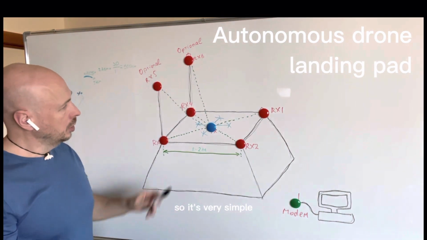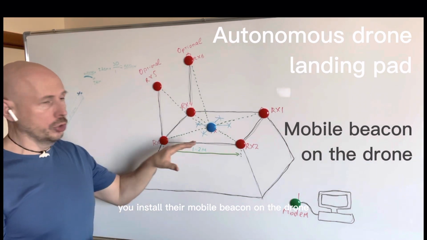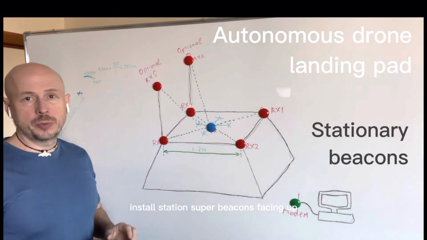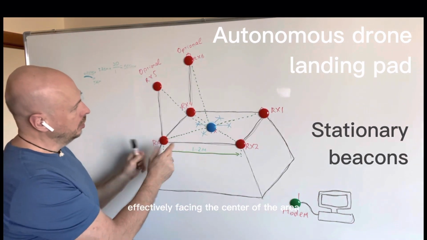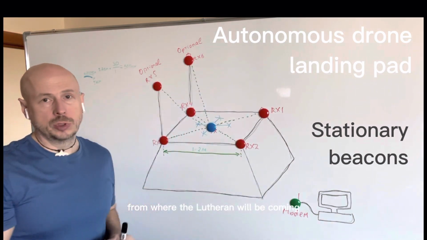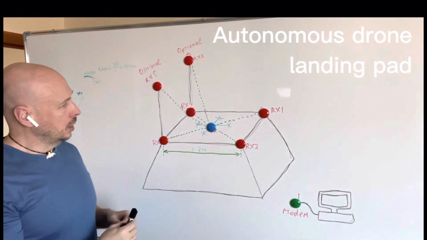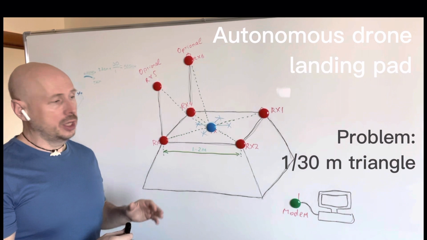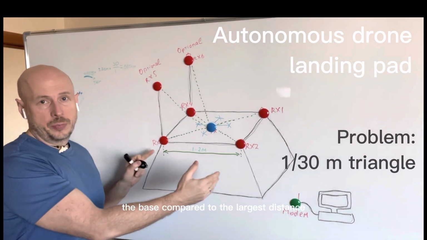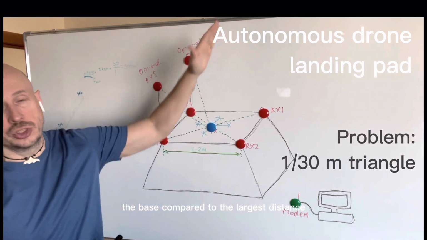So it's very simple. You install the mobile beacon on the drone facing down. You install station super beacons facing up, effectively facing the center of the area from where the drone will be coming. And that's it. The only problem is the distance, the base, compared to the largest distance.